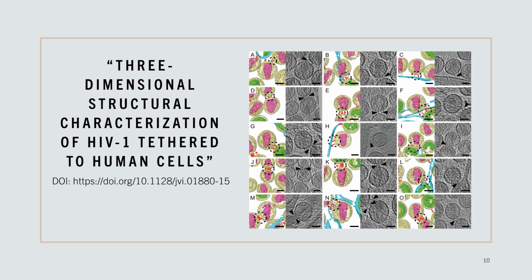This figure shows the spatial arrangement of multiple tethers on mature HIV-1 virions. The gray pictures are the tomographic slices, and the colored pictures are the manually segmented tomographic reconstructions of the mature HIV-1 virions. The tethers are in red, and the plasma membrane is in cyan.